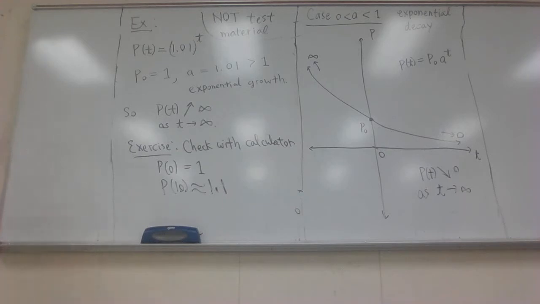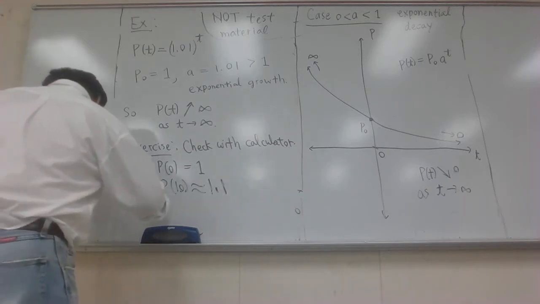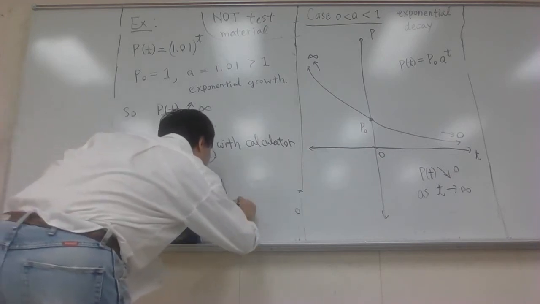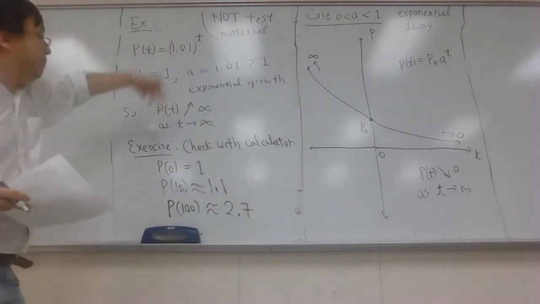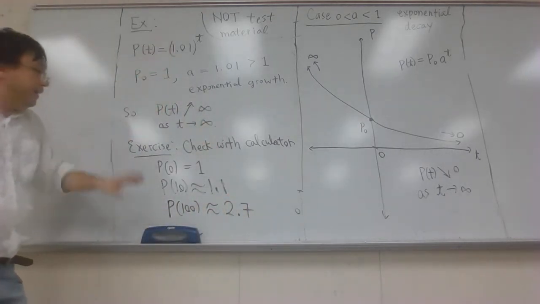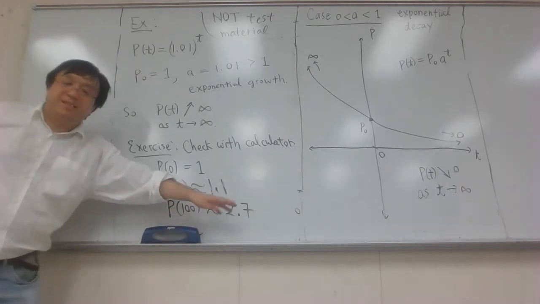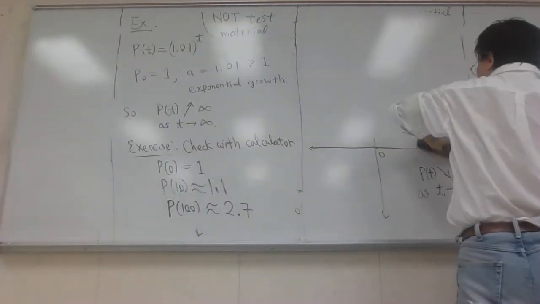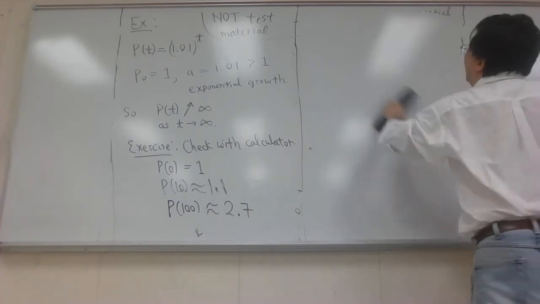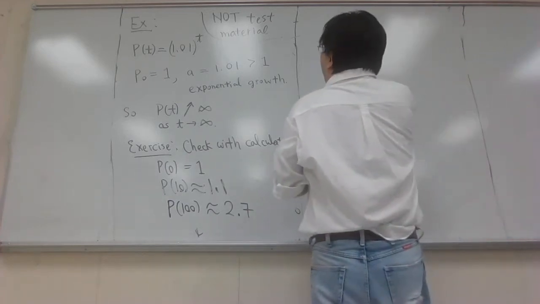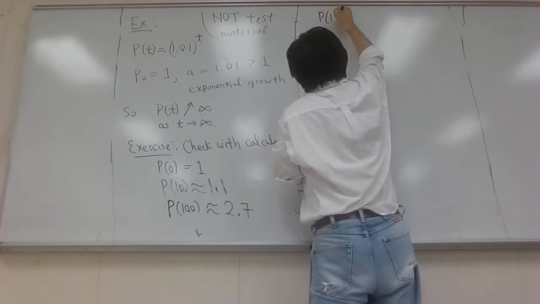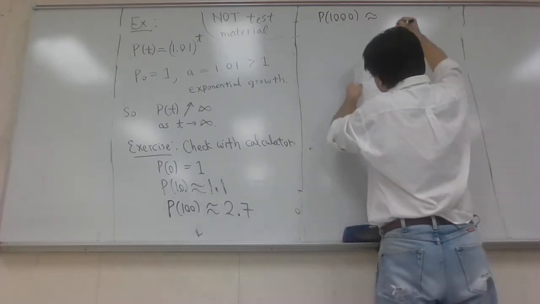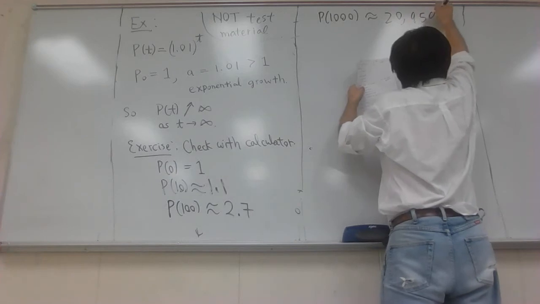You can check with a calculator that P100 is approximately 2.7. It's supposed to be blowing up to infinity, so it should be getting really big. Well, it isn't getting really big yet, but it's still getting bigger, right? 2.7 is bigger than 1.1. And then you can check that P1000 is approximately 20,959. So now it's getting really big.